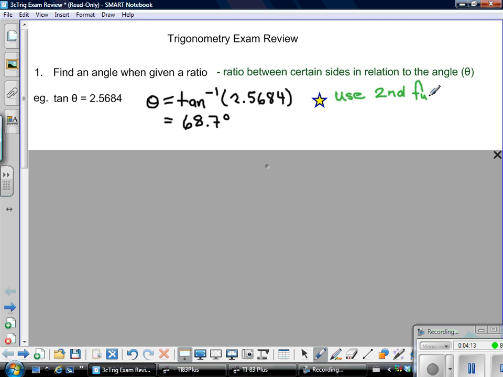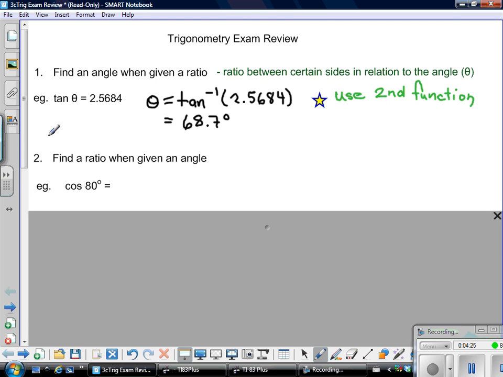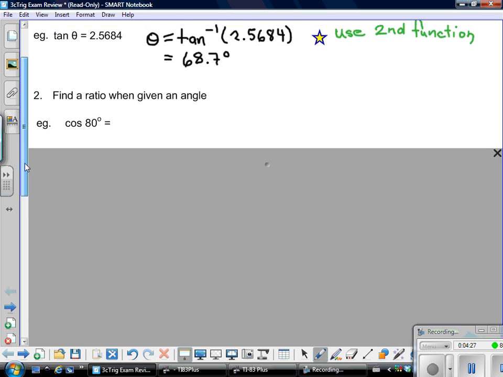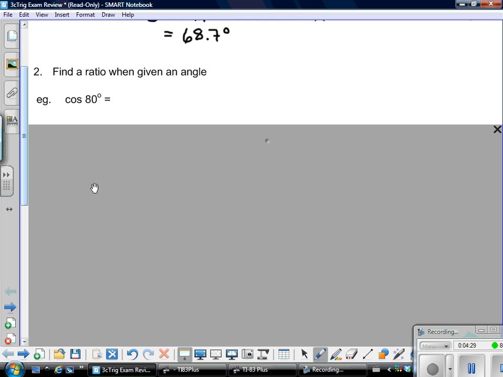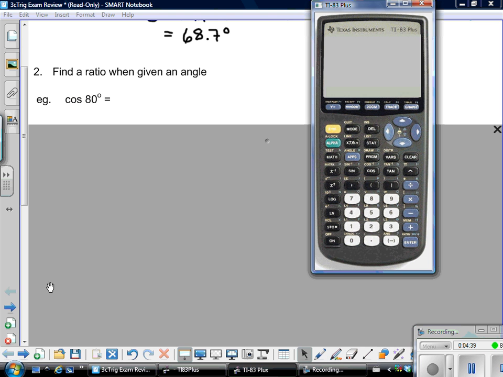And of course, you can always add whatever you want on your help sheet to help you remember how to do that. Now, the next part is a little bit easier because what it's doing is finding the ratio. So in other words, this time I have the angle and I want the calculator to find the ratio between the two specific sides, and the two sides are adjacent and hypotenuse. So with this, when I bring up my calculator, it's actually even easier than the last one.